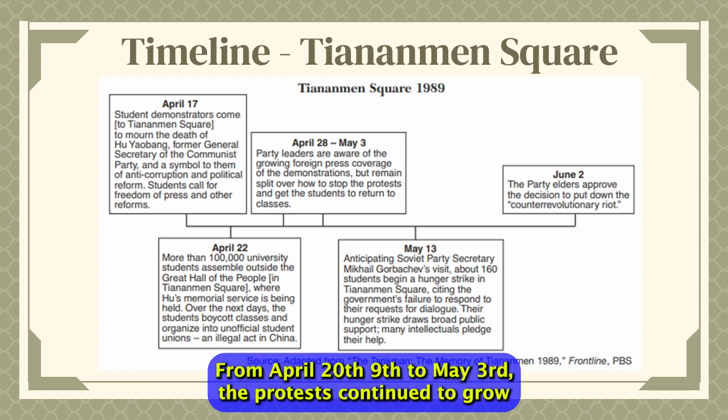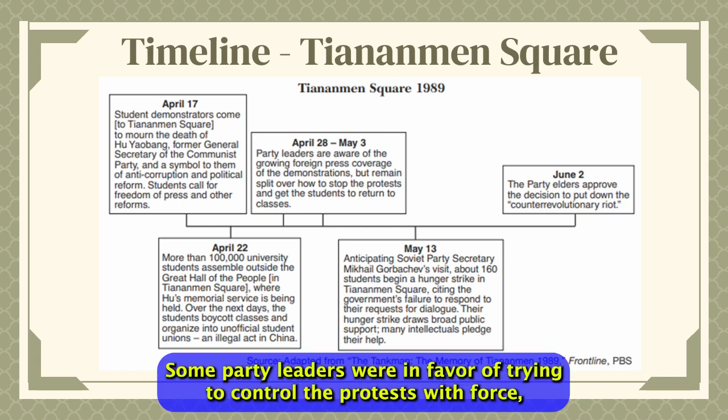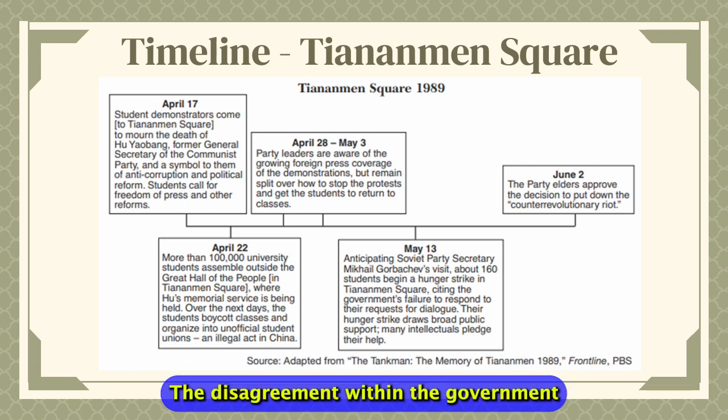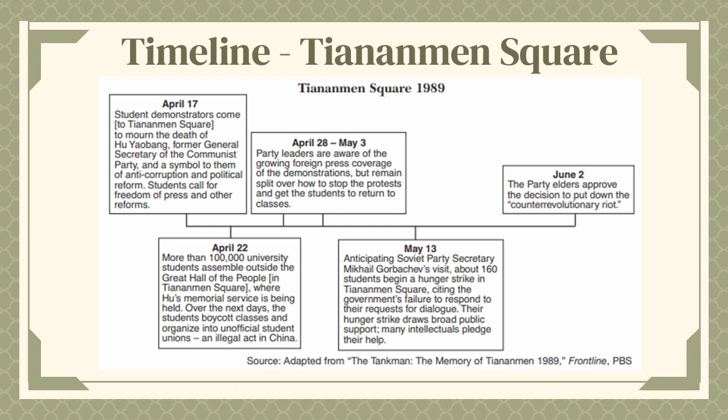From April 29th to May 3rd, the protests continued to grow, and the government became more divided on how to respond. Some party leaders were in favor of trying to control the protests with force, while others believed they should try to negotiate with the students. The disagreement within the government made it difficult to decide on a clear course of action.